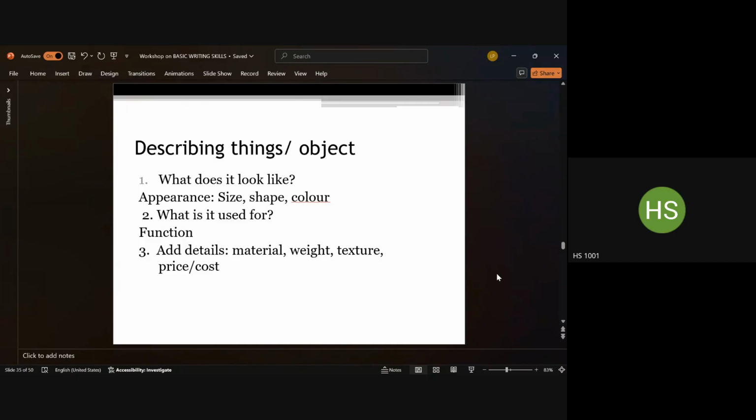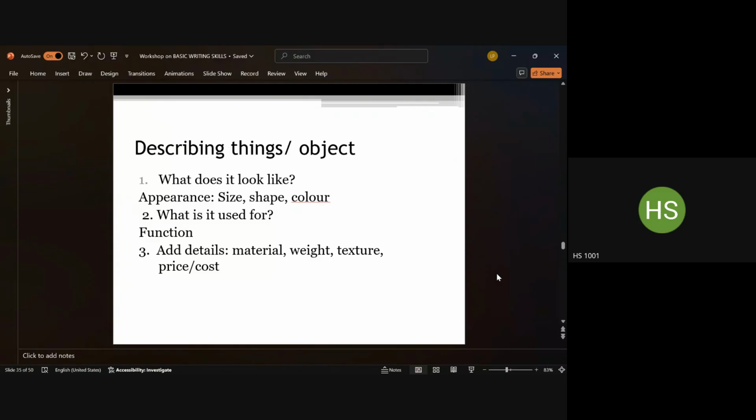So the second thing, in the case of an object, once the appearance part is described, you can talk about the function. Since we are talking about an object, right? You wrote a paragraph on a valuable possession. So you can write about what it is used for, right? The function of it. And then everything else about the material or the weight or the texture, price, cost, all of them can be the additional details.